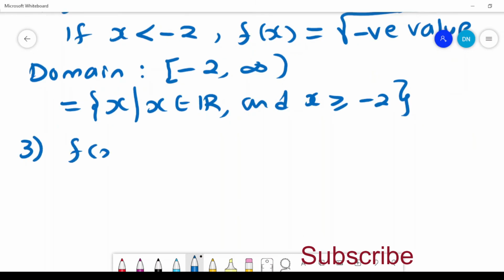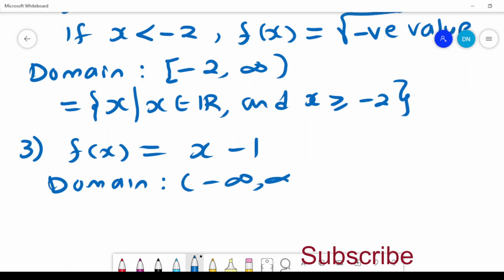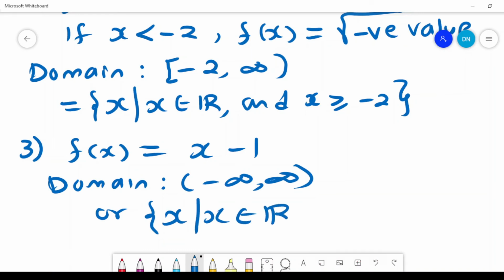Next is f of x is equal to x minus 1. So the domain of x will take from negative infinity to infinity. Or you can say x such that x is an element of R. x takes all the values on the real number system.